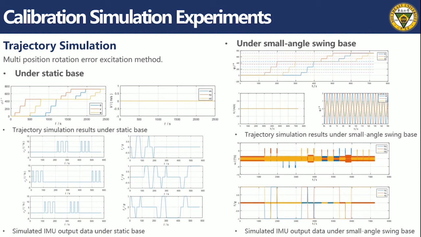Figures below shows the simulated output data of gyros and accelerometers. Figures on left side show trajectory simulation results and simulated IMU output data under static basis. In this case, there is no impact of small angle swing.